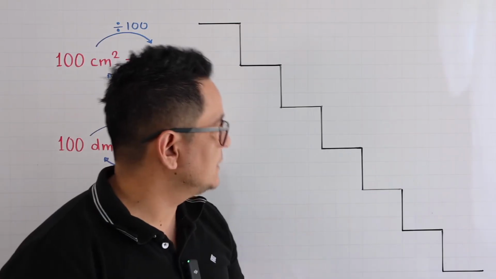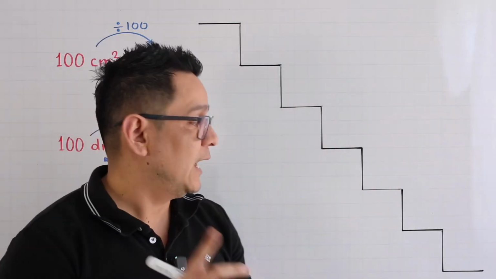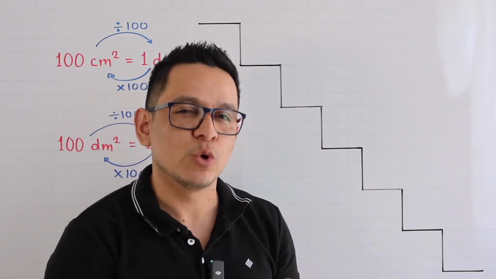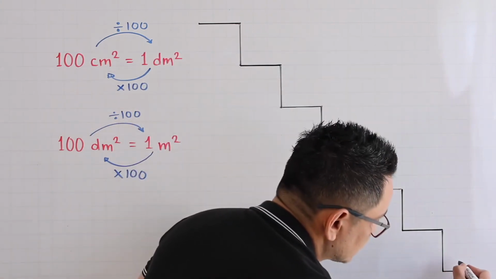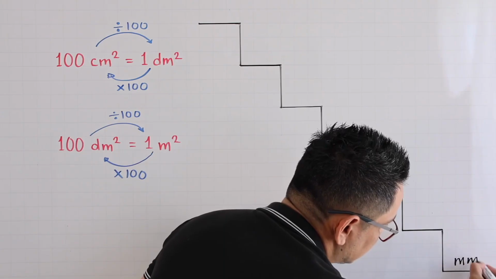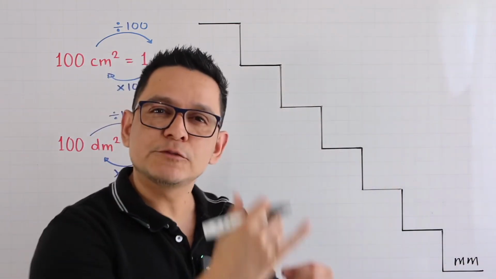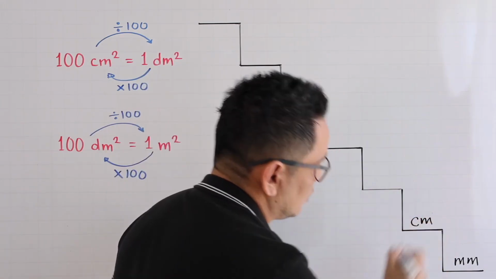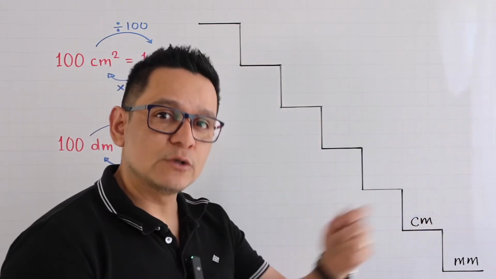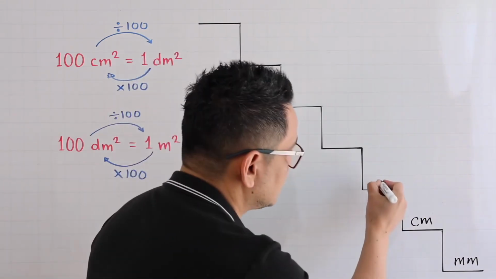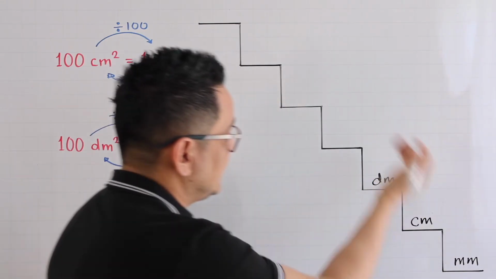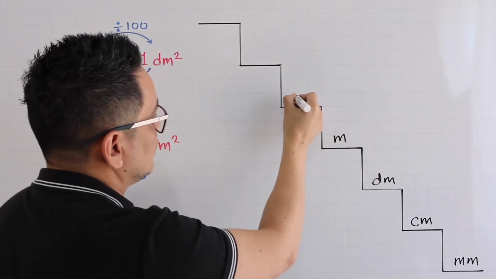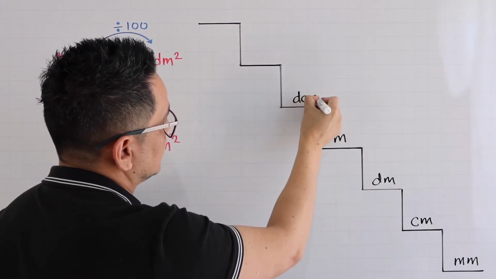There we go. We already have our ladder here. Now, here on the first step, we're going to put the most common unit, which in this case is millimeters, just like this. Okay? After millimeters, which ones come next? Very good. Centimeters come next, so we put them over here. After centimeters come decimeters, right? So let's put them. On the next step, we'll place the meters. Next, the decameters, which we will put like this.